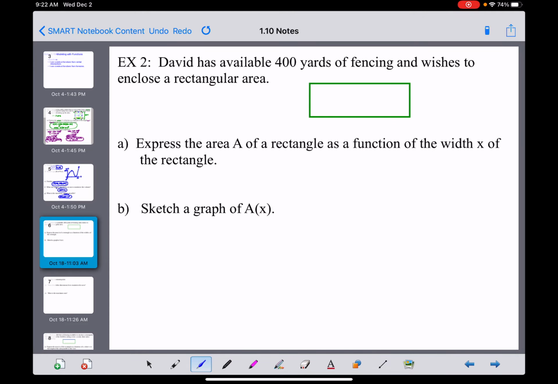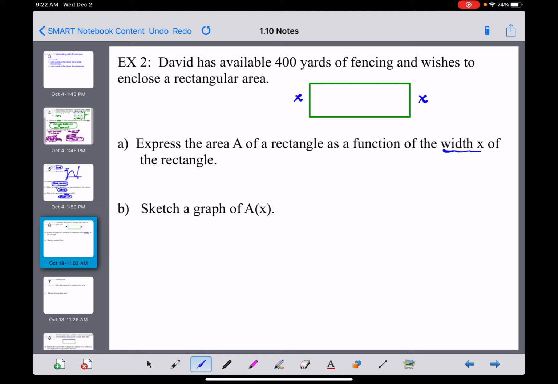David has available 400 yards of fencing, and he wants to enclose a rectangular area. So I have a rectangle here. So I want to express the area of the rectangle as a function of the width x of the rectangle. So I want to figure out where I'm going to put x. Well, x is the width. So width is on the left and on the right there.